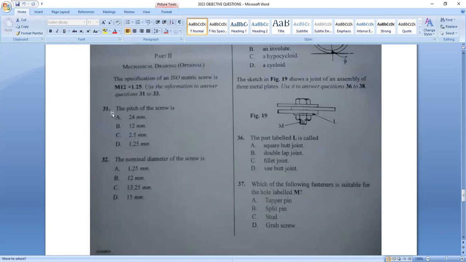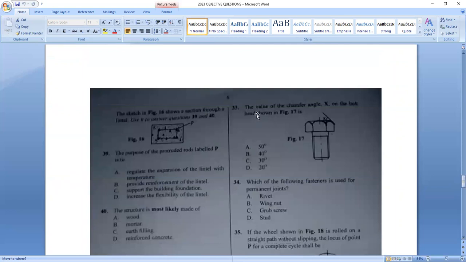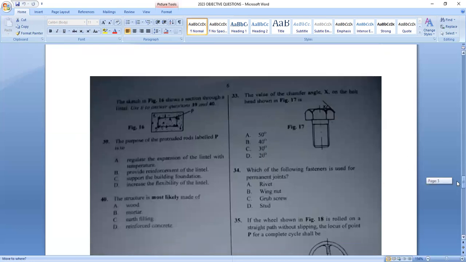So question 31 says that the pitch of the screw is 1.25 millimeters. That is the pitch of the screw. Then question 32, the nominal diameter of the screw is 12 millimeters. Then we move to question 33 that says that the value of the chamfer angle X on the bolt head shown in figure 17 is 30 degrees. So we use 30 degree side of our set square to draw that.